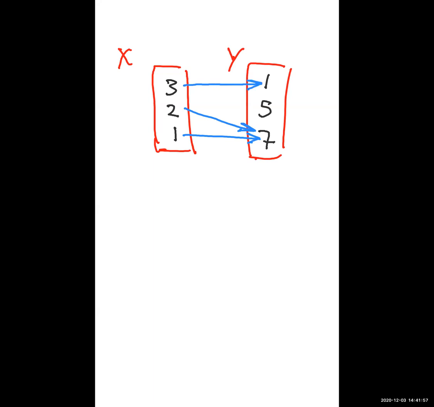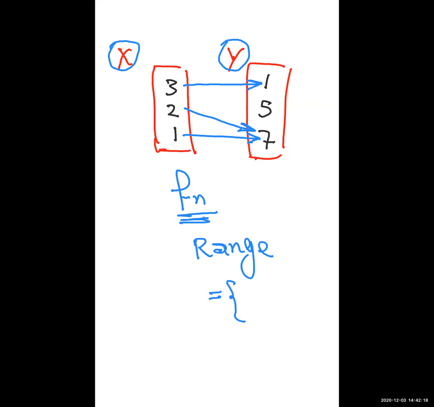So each element on x has only one arrow, right? Yes. So in this case, this one is a function, of course. This one is a function, right? X is the domain, Y is the codomain, and range equals 1 and 7 or 7 and 1, right? Yes. Okay, very good.